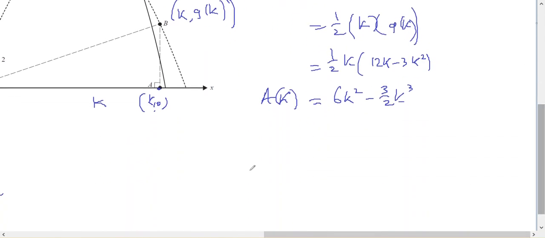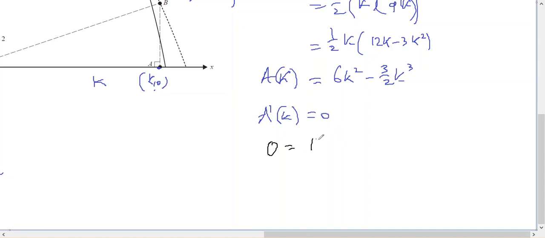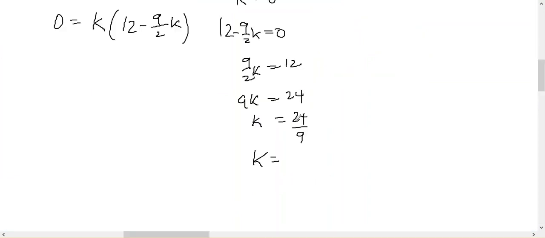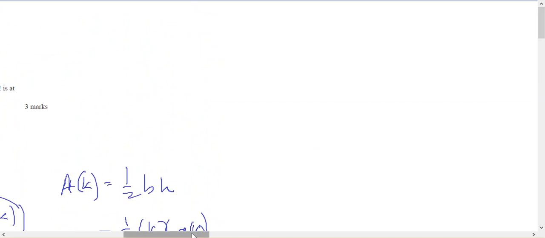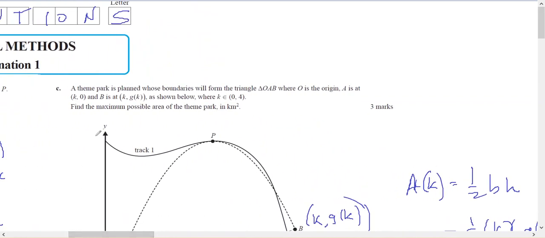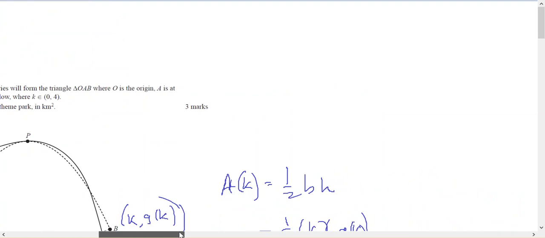therefore I'd like to take the derivative and set it equal to 0. So 0 equals 12k minus 3 times 3 is 9 on 2 k squared. That gives k equals 8/3. So that's the value of k that's going to maximise the area, and we need to find the maximum possible area.